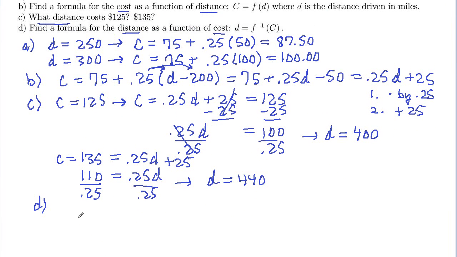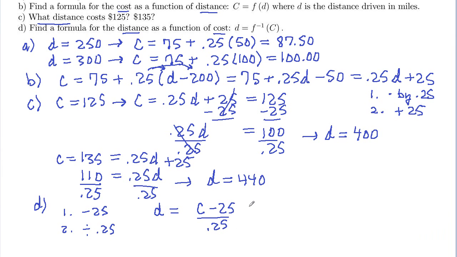So let's take a look here. Our inverse function then should undo the adding 25. So first step is going to be subtract 25. And then it's going to undo multiplying by 0.25. So second step should be to divide by 0.25, which is dividing by 1/4. So let's go ahead and start here then. So D is going to be a function of cost. So our distance is going to equal, we're going to start with that cost, and we're going to subtract 25, so minus 25. And then we're going to divide the answer by 0.25.